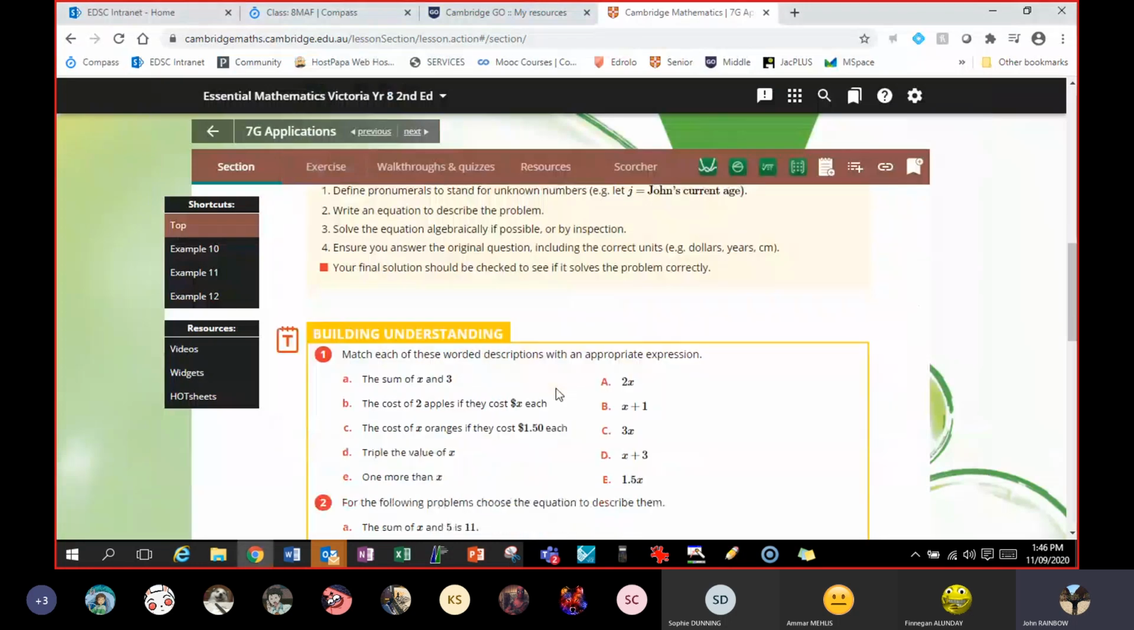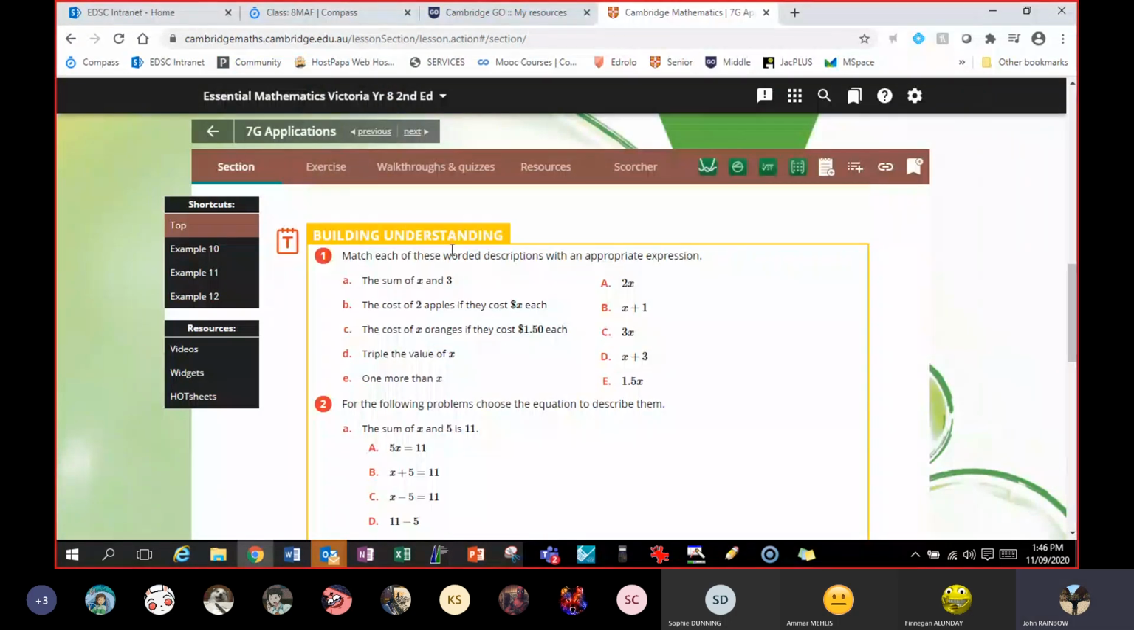Makes sense. All right. So when we're building equations, we've gone through some of these things before. The sum of X and 3 will be X plus 3. The cost of 2 apples, if they cost X dollars each, would be 2X. The cost of X oranges, if they cost $1.50 each, would be $1.50 times how many oranges you have, $1.50X. Triple the value of X is 3X. 1 more than X is X plus 1.